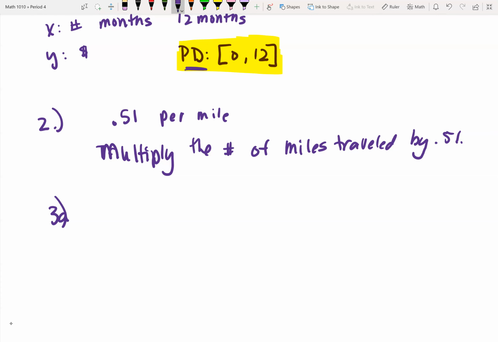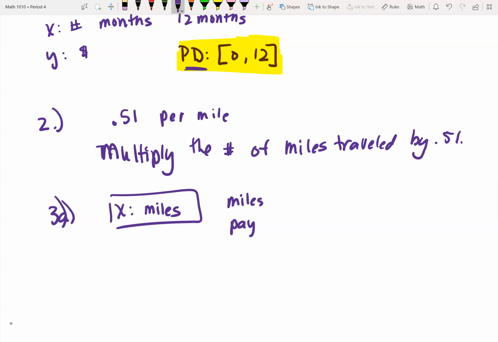Question 3A, identify the input. So guys, input is the X, okay? And so your two variables are miles and pay. So what changes first? Does the mile change, therefore the pay changes? Or does the pay change, therefore the miles change? The miles determine the pay. The more miles you go, the more 51 cents you get. So X stands for miles. Okay, that is the independent.